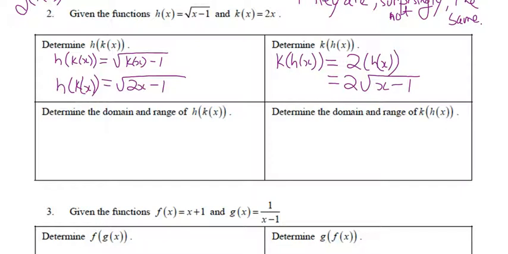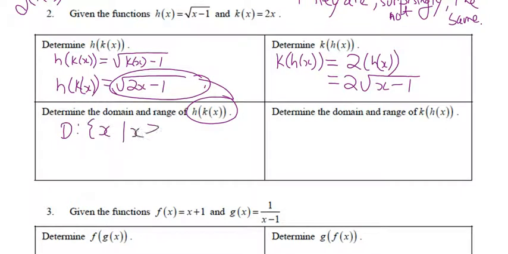Now, we must determine the domain and range of h of k of x. So that's this, right? What's the domain and range of this? So domain is the set of all x such that x has to be greater than or equal to a half, because the 2x minus 1 must be greater than or equal to 0, which means 2x is greater than or equal to 1, which means x is greater than or equal to a half. And what's the range? Y is greater than or equal to 0. Since this is a radical function, y is greater than or equal to 0.